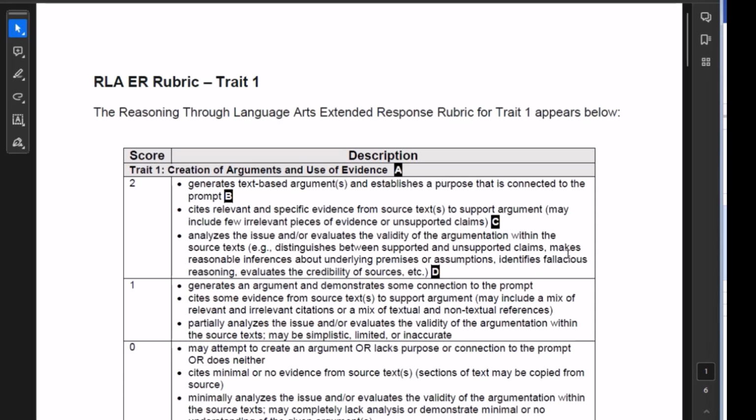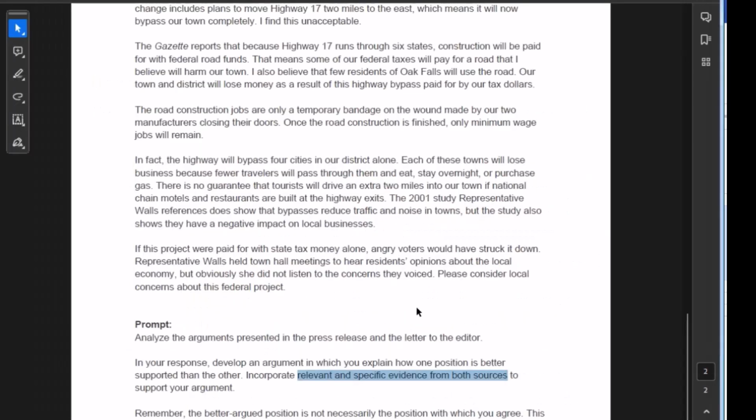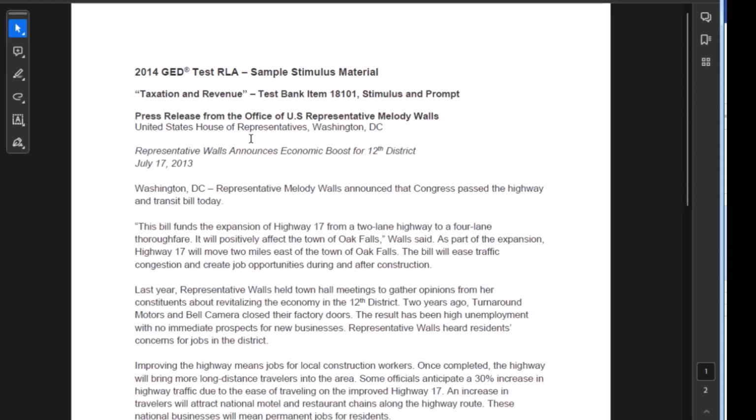For example, if I'm reading something and it has to do with science, once again, I'm going to expect to see some type of article that cites scientists and scientific studies or research. I would scratch my head if the author cited his barber or his landscaper. When we look at the second prompt, this prompt has to do with taxation and revenue. It has to do with a U.S. representative.